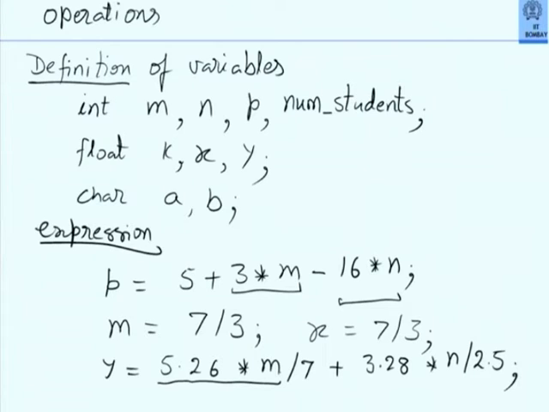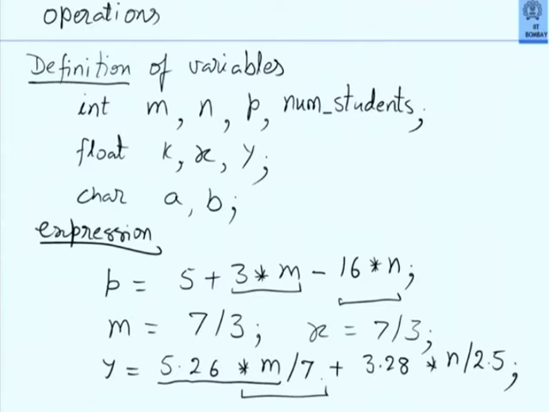Now notice that when you evaluate this, m is integer, 5.26 is floating point. So what will happen? M will be converted to floating point, will be multiplied by 5.26, and the result will be floating point. After that, the floating point result will be divided by 7. Now, what is to be divided by is floating point. What dividend is? Integer. So what will happen? 7 will get converted first to floating point, and the result will be floating point. That is how this expression will work correctly.